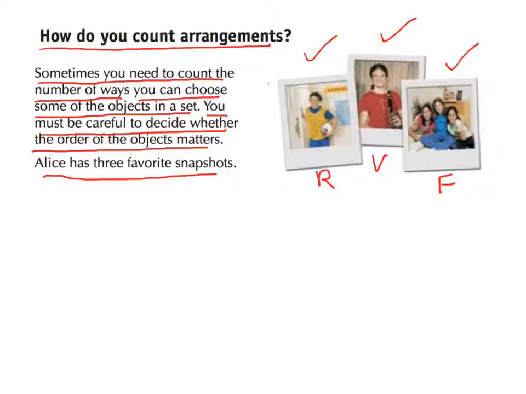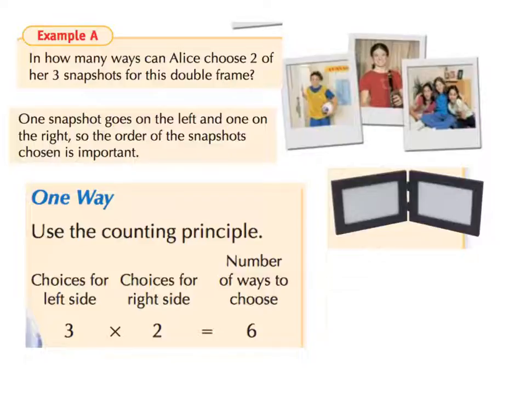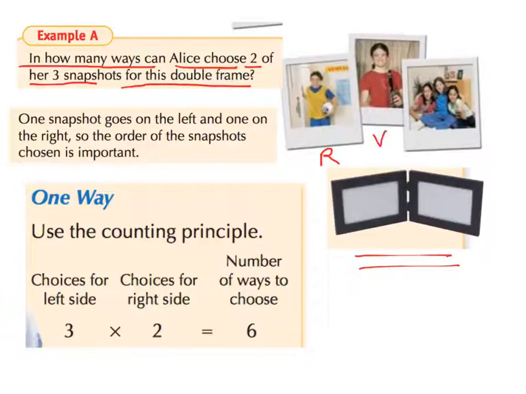Now Alice has 3 favorite snapshots. In how many ways can Alice choose 2 of her 3 snapshots for this double frame? So he has a double frame. He has to choose any 2 of the snapshots to place in the frame. So in how many ways can he choose the snapshots? Remember, this is recreation, victory, and family snapshot. One snapshot goes on the left and one on the right.